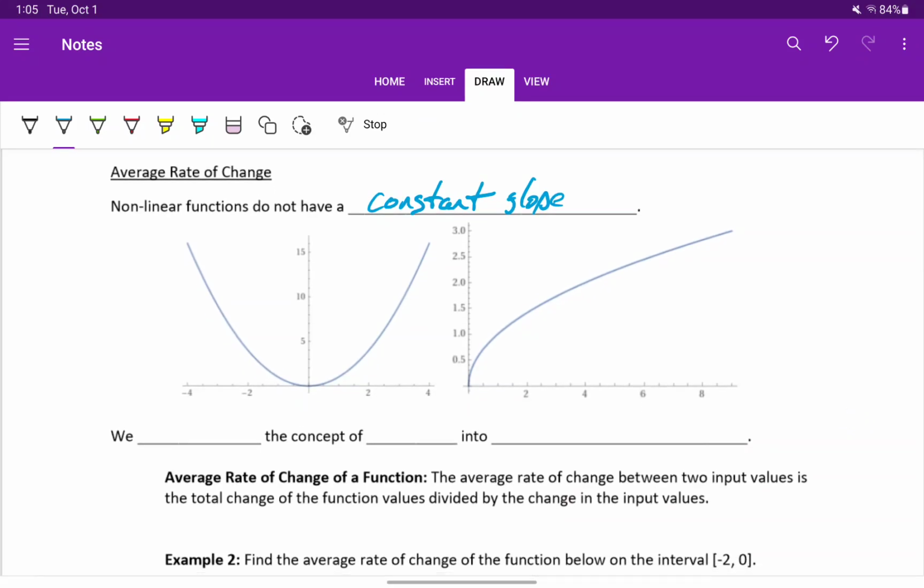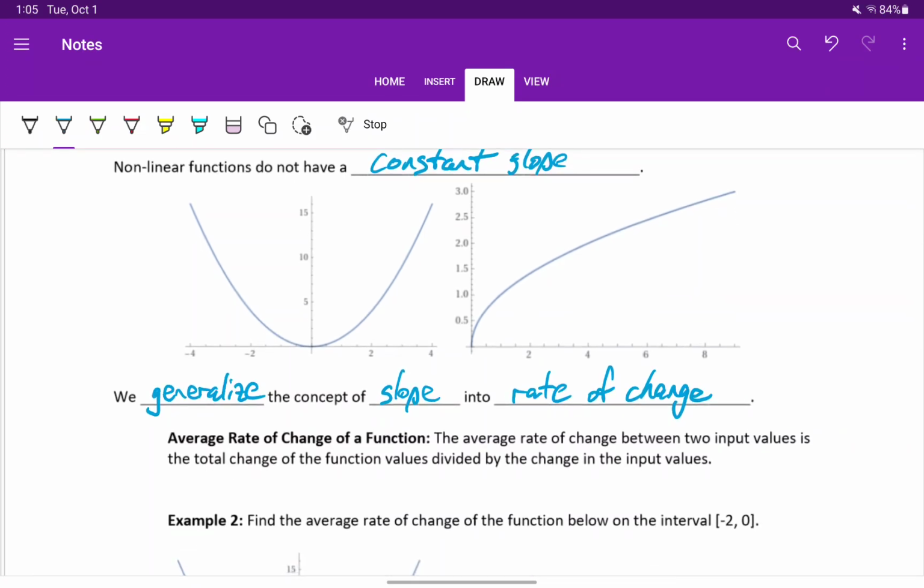So once we start talking about nonlinear functions, we generalize the concept of slope into what we refer to as rate of change. It's still a very similar idea to slope, but with the slope changing at different points along the curve. Again, we're just generalizing that idea and referring to it as a rate of change, which can be different at different points along the curve.